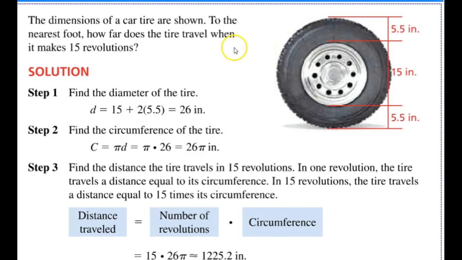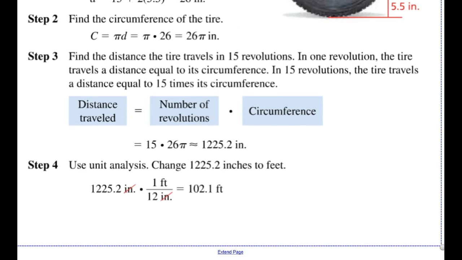because I was asked in my question, to the nearest foot, how far does it travel? I always have to keep in mind what I am actually looking for. I know that I have inches so far, and I'm trying to change it to feet. There are 12 inches in 1 foot, so I can set up that ratio and multiply and divide. I end up with 102.1 feet, so approximately 102 feet.